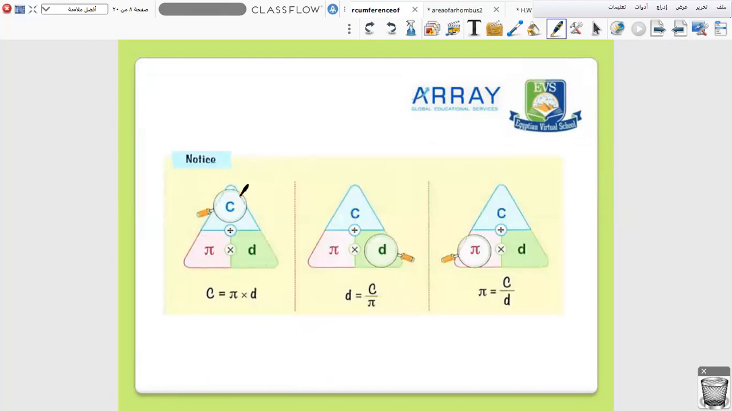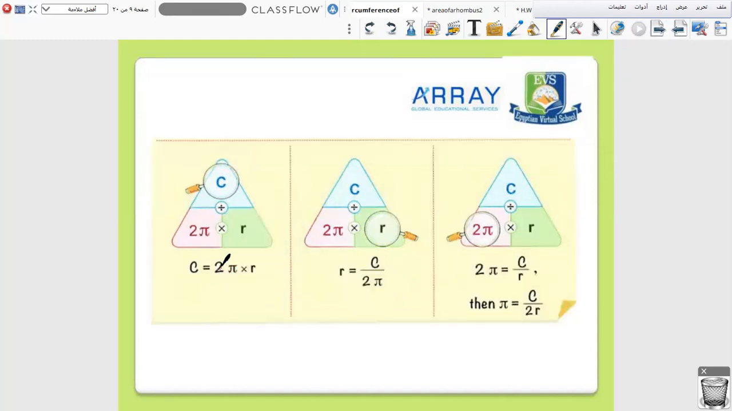This triangle will help me to get the circumference. If you want the circumference, it's pi times d. If you want the diameter, it's circumference divided by pi. Circumference over pi. So d is circumference over pi. If you want pi, it's circumference over d.